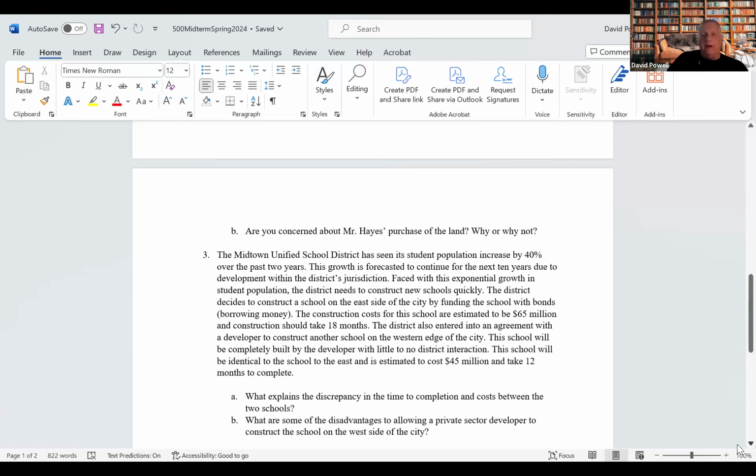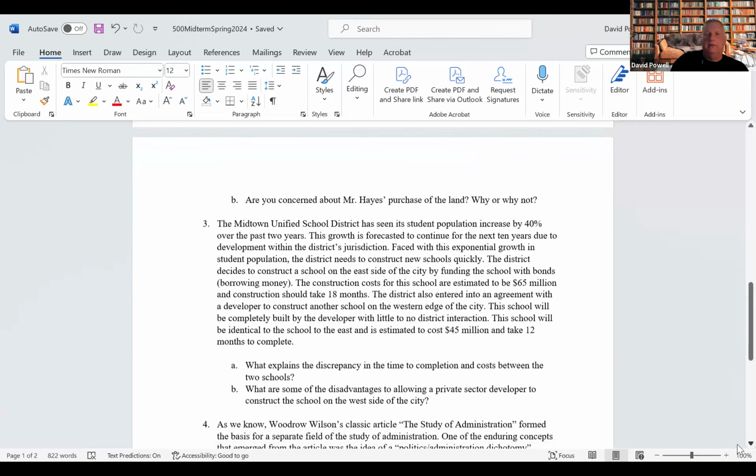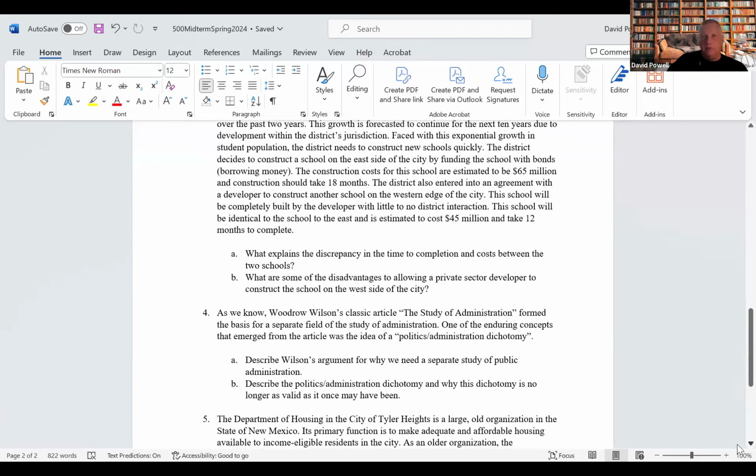What are some of the disadvantages to allowing a private sector developer to construct the school on the west side of the city? So what are some of the drawbacks of the school district allowing this developer to build that school? And again, this is information we're going to talk about tonight when we talk about differences between public and private sector organizations.